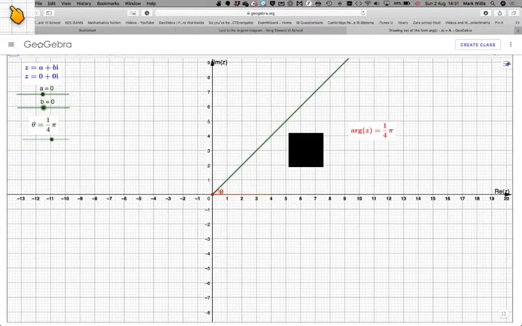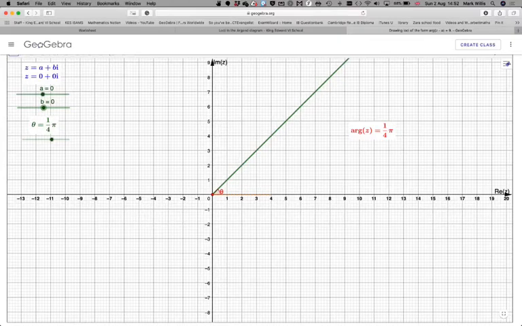In this video, we're going to look at the argument of a complex number being equal to an angle, say theta, in this case pi over 4. Basically, the locus would be a straight line making an angle of pi over 4 with the real z axis.